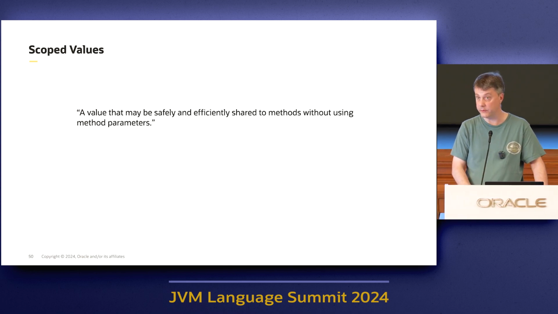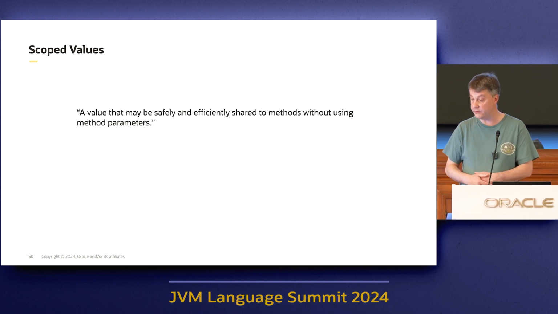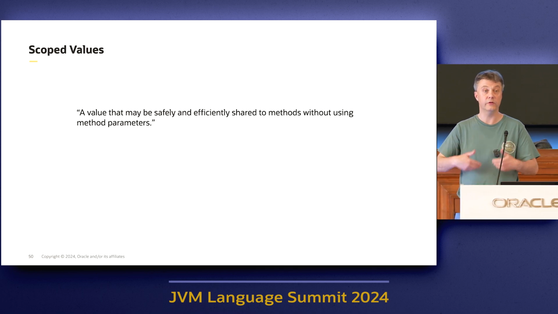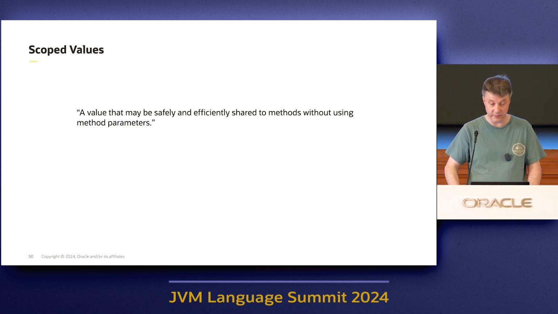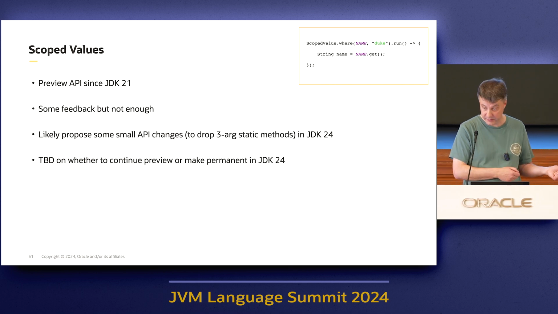So scope values. I'll just read out what we describe in the Javadoc: a value that may be safely and efficiently shared to methods without using method parameters. So it's a bit like implicit parameters that you see in other languages. This API has also been in preview since 21. A little bit of feedback, but not a huge amount of feedback.